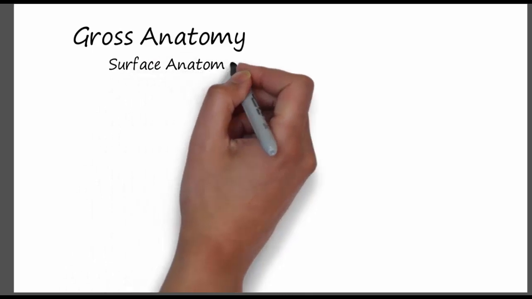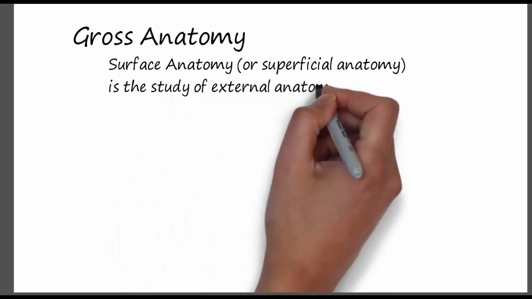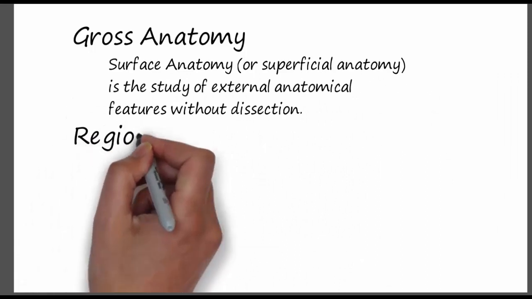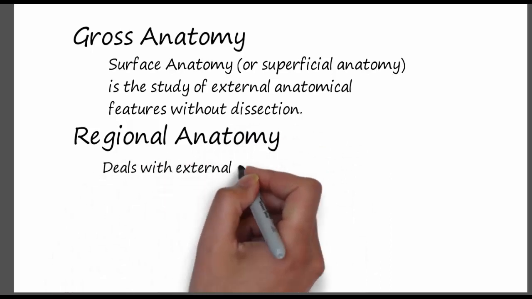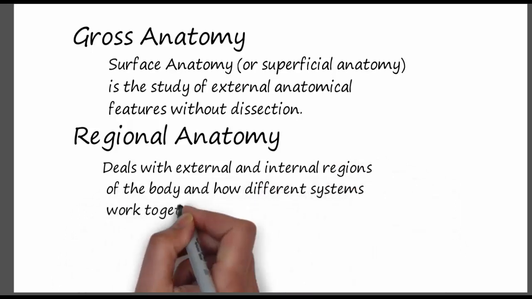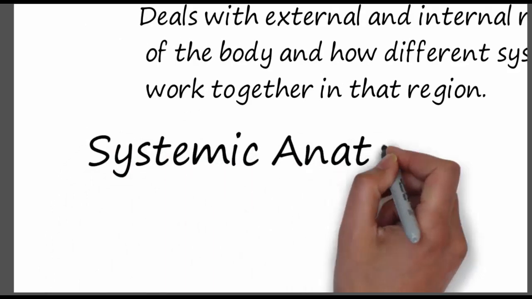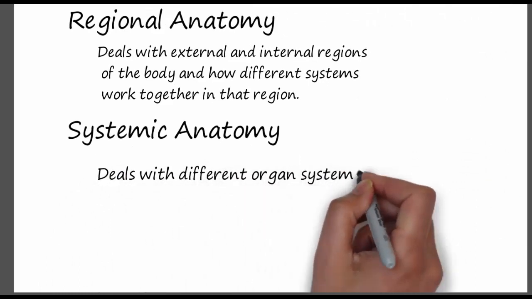Gross anatomy can be further subdivided into three different fields. Surface anatomy, or superficial anatomy, is the study of external anatomical features without dissection. Surface anatomy deals with anatomical features that can be studied by sight. Regional anatomy focuses on specific external and internal regions of the body, such as the head, chest, or abdomen, and how different systems work together in that region. Systemic anatomy focuses on the anatomy of different organ systems, such as the digestive, respiratory, or nervous system.